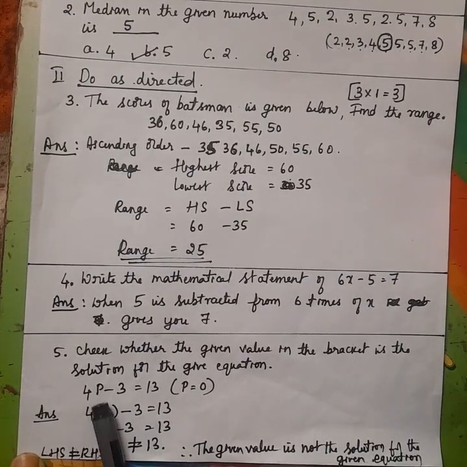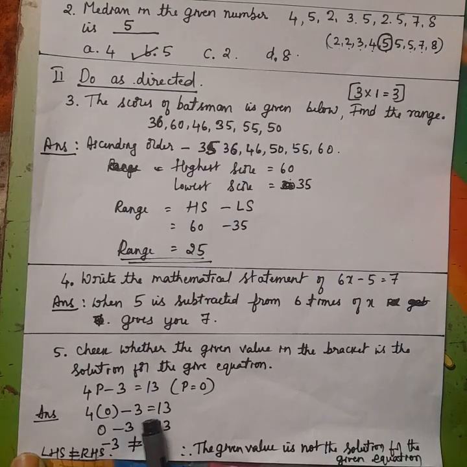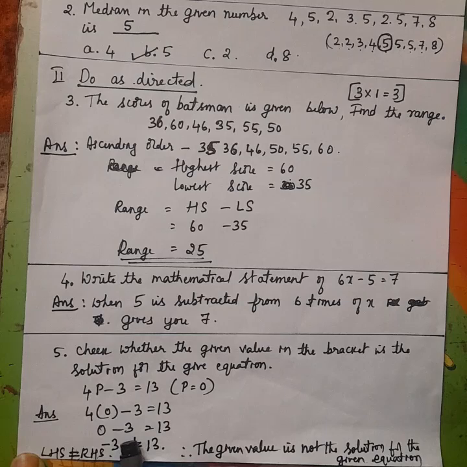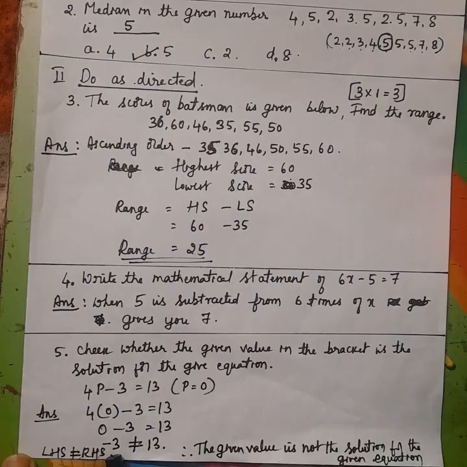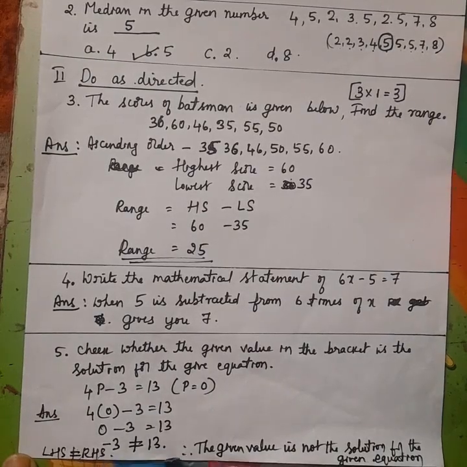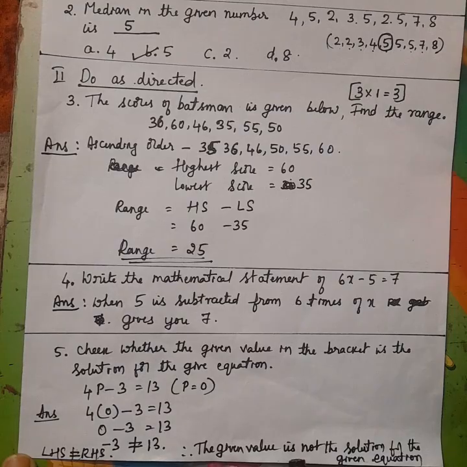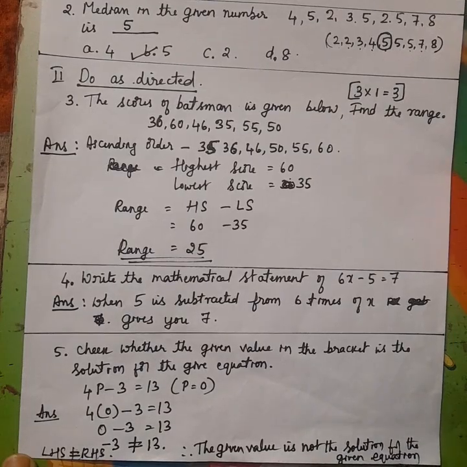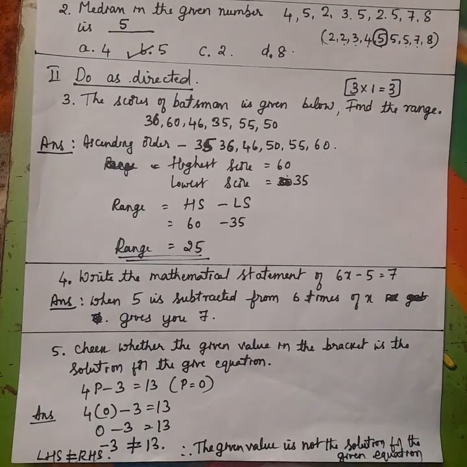Now 4 into p, that is 0, minus 3 is equal to 13. So 4 into 0 is 0, minus 3 is equal to 13. So 0 minus 3 is minus 3, which is not equal to 13. So LHS, the left hand side of the equation, is not equal to the right hand side. Therefore the given value is not the solution for the given equation. This is the answer.